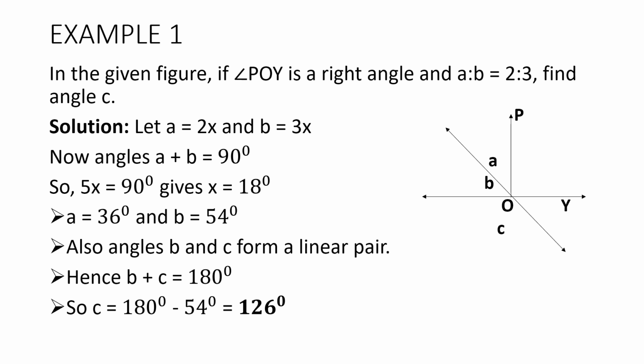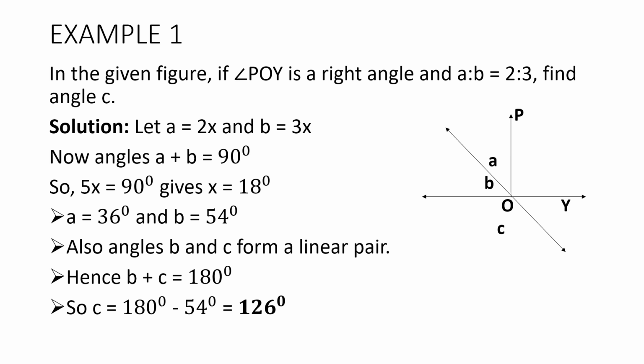So now we know that A plus B will be equal to 90 degrees. Why? Because angle POY is 90 degrees, so the other angle will form a linear pair and its measure will also be 90 degrees. So A plus B will also be 90 degrees. Now, what does this mean? 2x plus 3x is 5x, which is 90 degrees, which gives x equal to 18 degrees.